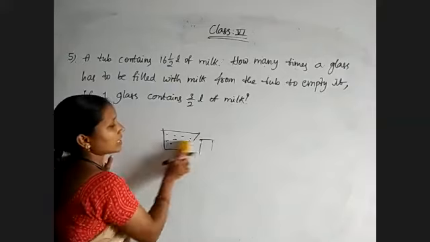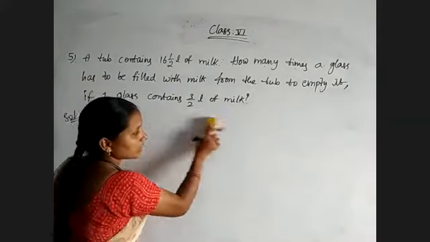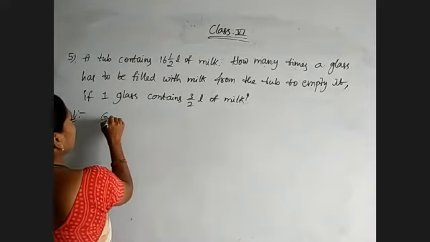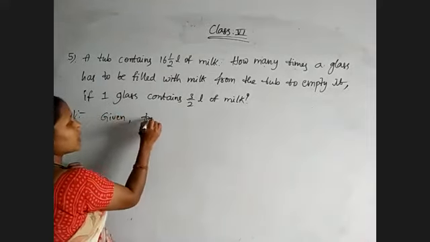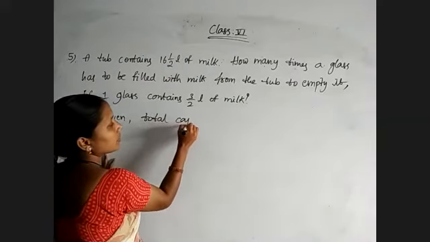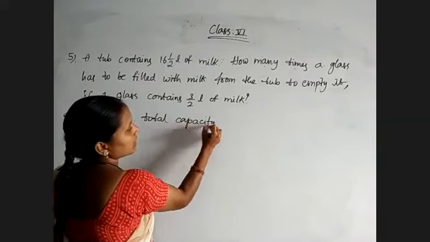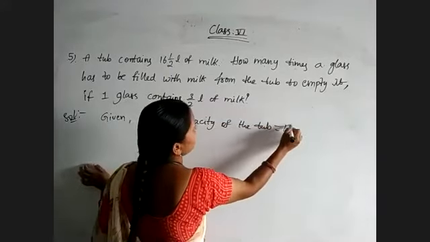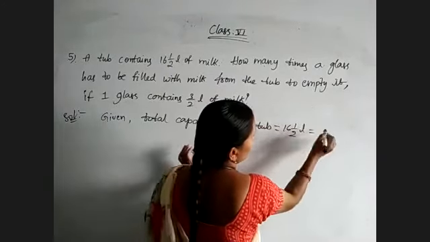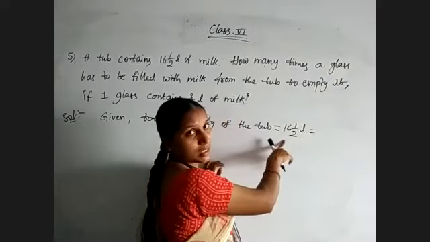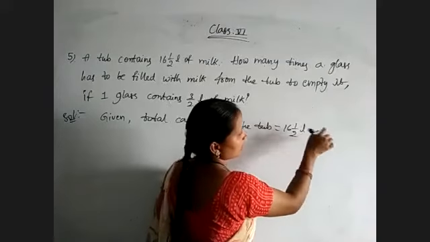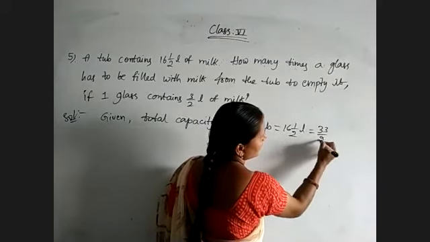So whenever they are asking for a number, you must go for the division operation. Given: total capacity of the tub is equal to 16 1/2 liters. That is a mixed fraction, so convert it into an improper fraction. 16 twos are 32, plus 1 is 33 by 2 liters.